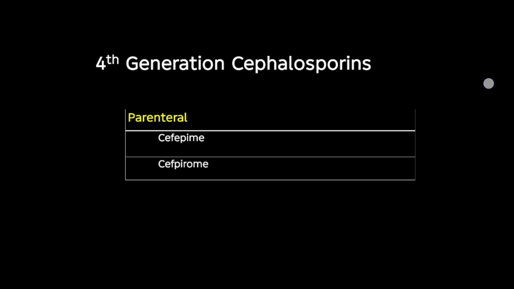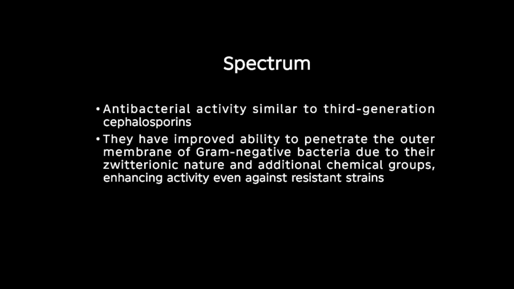Fourth generation and fifth generation cephalosporins contain only drug substances which can be given parenterally. These include, in the fourth generation, cefepime and cefpirome. If we talk about the spectrum of the fourth generation, they have antibacterial activity similar to the third generation cephalosporins, and they have improved ability to penetrate the outer membrane of the gram-negative bacteria due to their zwitterionic nature and additional chemical groups, enhancing their activity against resistant strains. So fourth generation antibiotics have the same spectrum as compared to third, but they have improved permeability through the gram-negative bacteria. Hence, it makes them useful for resistant strains.